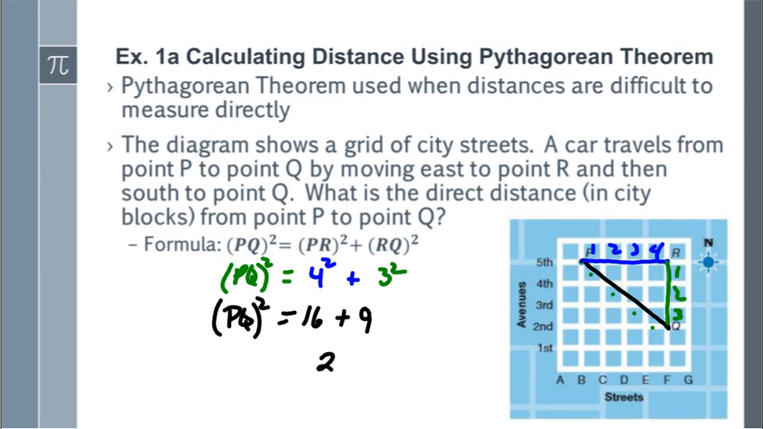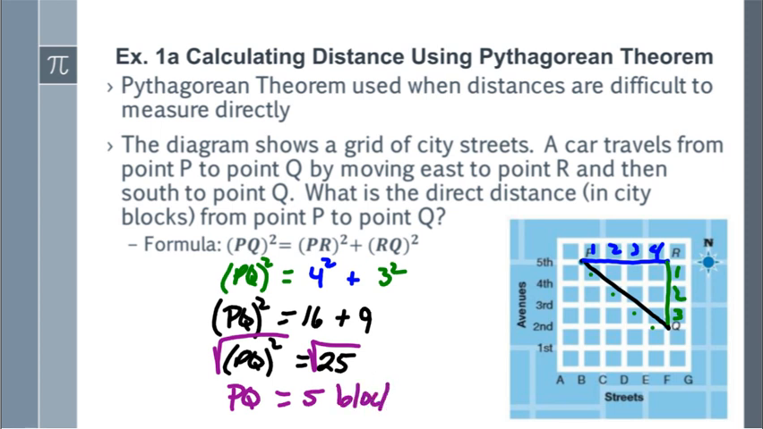16 plus 9 is 25, which equals PQ squared. Now to undo a square, we find the square root of both sides. So PQ has to equal the square root of 25, which is 5. So 5 city blocks would be the distance from point P all the way down to point Q. And you'll notice if we just counted these blocks the way it's shown, you would have 4 instead of 5. So using the Pythagorean theorem here made it easier to find the distance between those 2 points.